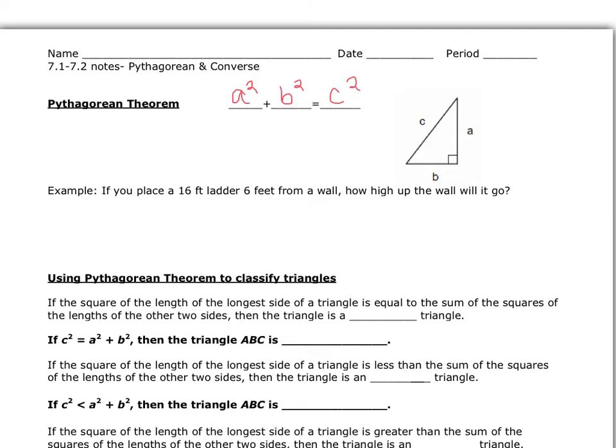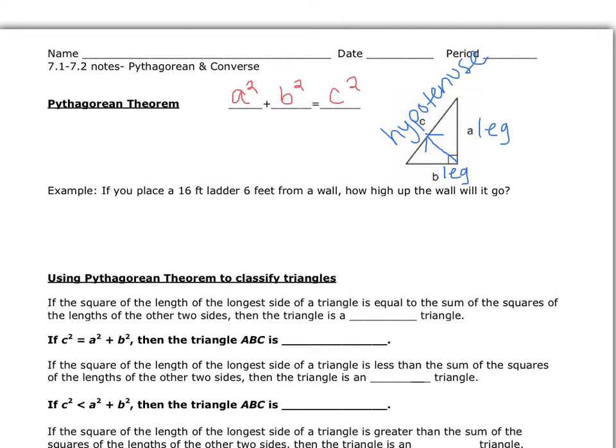Remember that A and B are the legs, so this is a leg and this is a leg, and they're interchangeable, so it doesn't matter which leg is A and which leg is B. The C is always the hypotenuse, so this is the one that has to be the C. Hypotenuse is always the side that is across from the 90-degree angle.